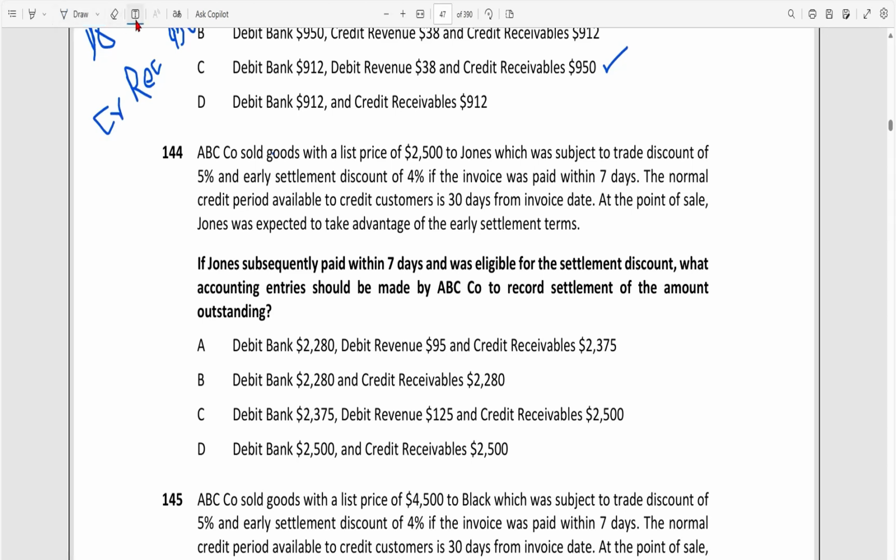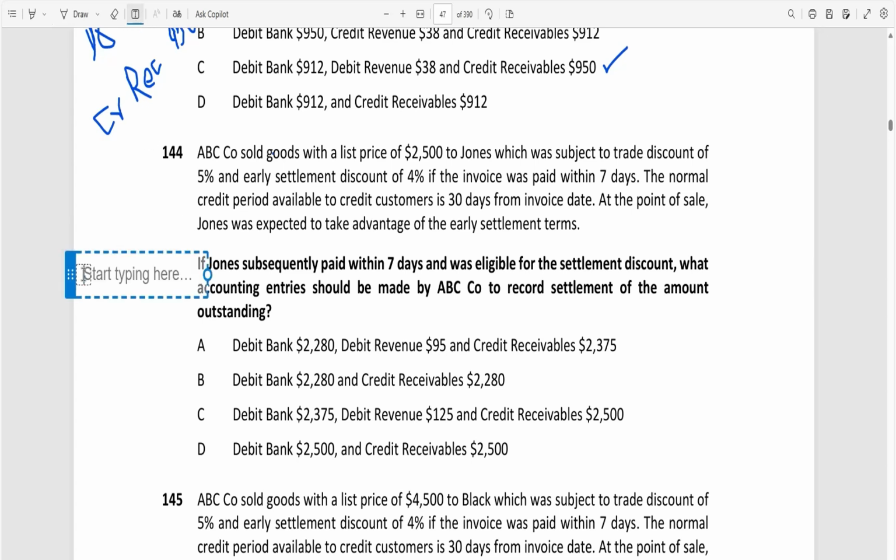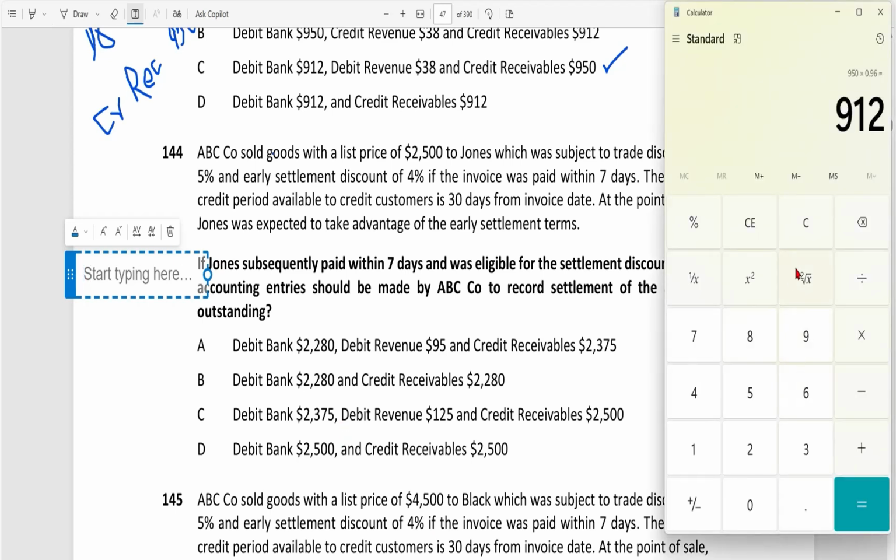So basically, the goods were sold at a price of 2500, and there is a trade discount of 5%. Trade discount means the discount given immediately at the time of purchase, right?